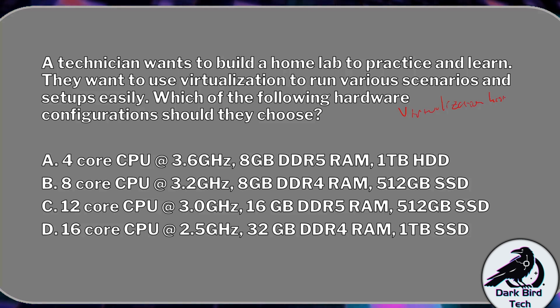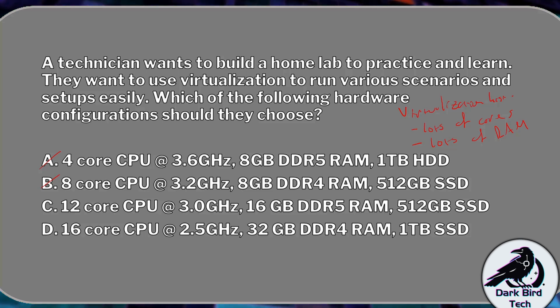Now, what they're trying to test us on here is what makes for a good virtualization host. And there's two key things. Lots of CPU cores and lots of RAM. So we've got a 4-core, 8-core, 12-core, 16-core. So let's just eliminate those two straight away because the core counts are quite low. C and D give us the most CPU cores.